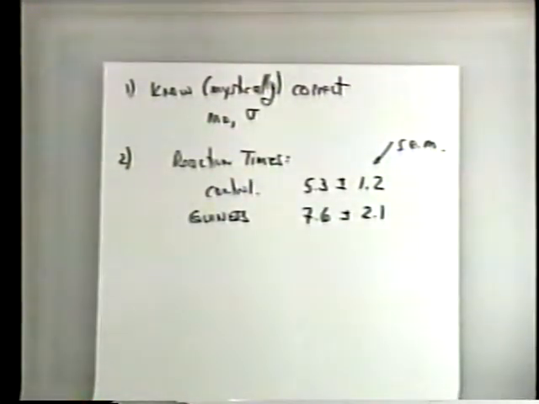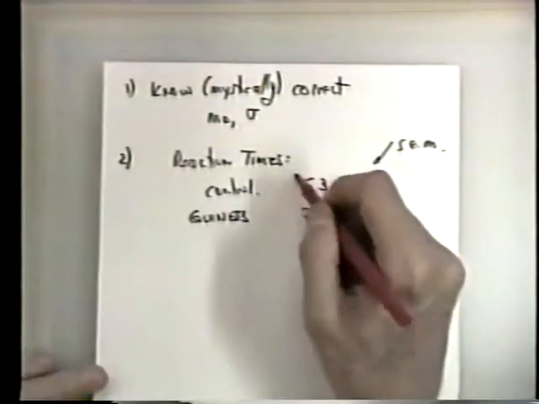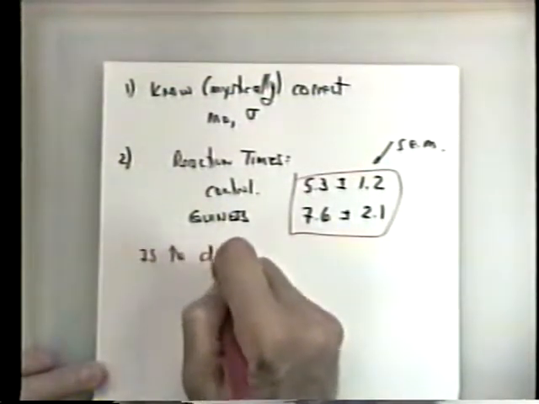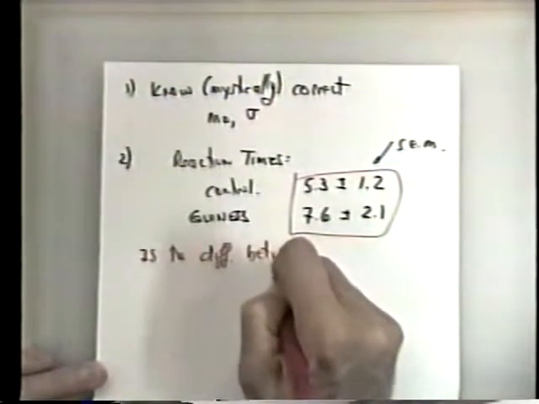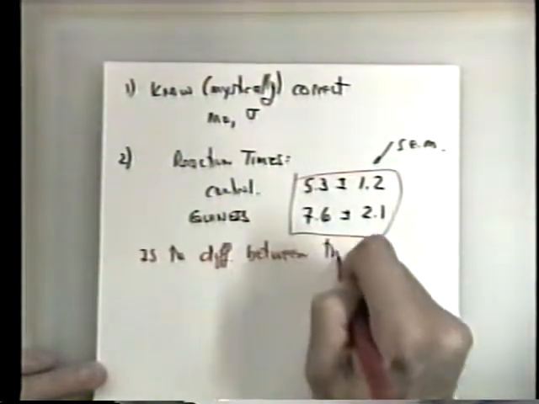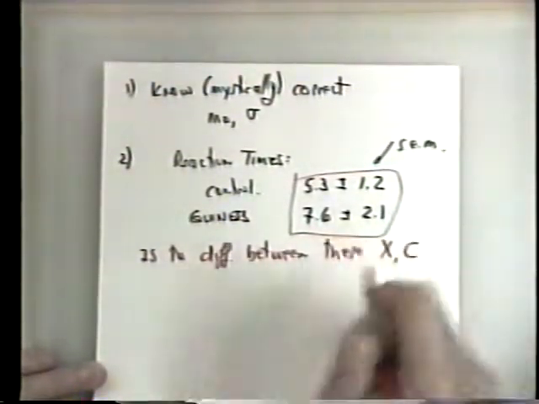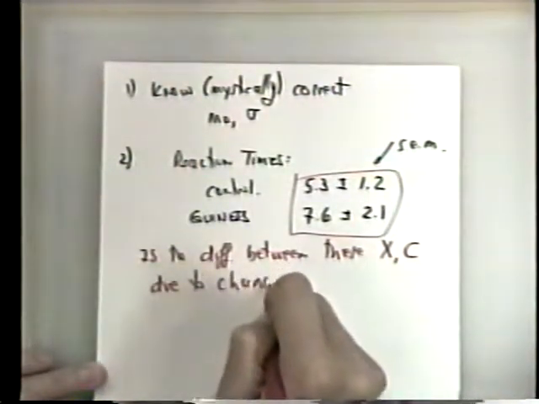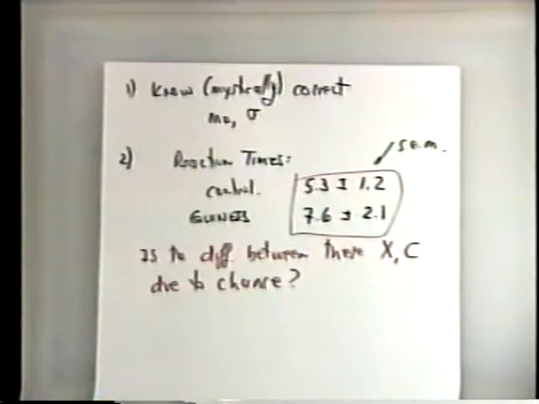So the question is now, is the difference between these experimental and control numbers due to chance? Okay? Does everyone understand how this is different from the first case?